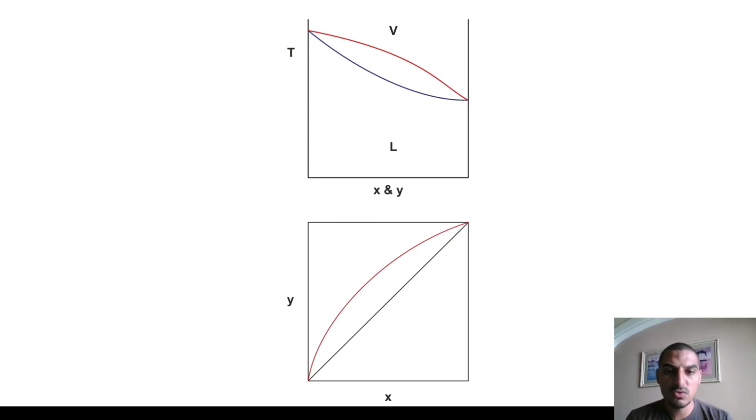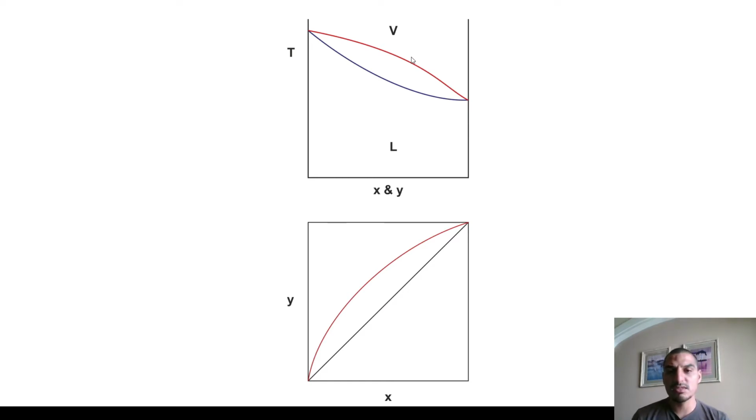But first, I want to quickly review the shape of the TXY envelope and the XY diagram that we use to understand how distillation takes place. So this is the liquidus curve and this is the vaporous curve, and this is the region where the mixture would split into two phases in equilibrium: the liquid phase with composition different from the vapor phase.